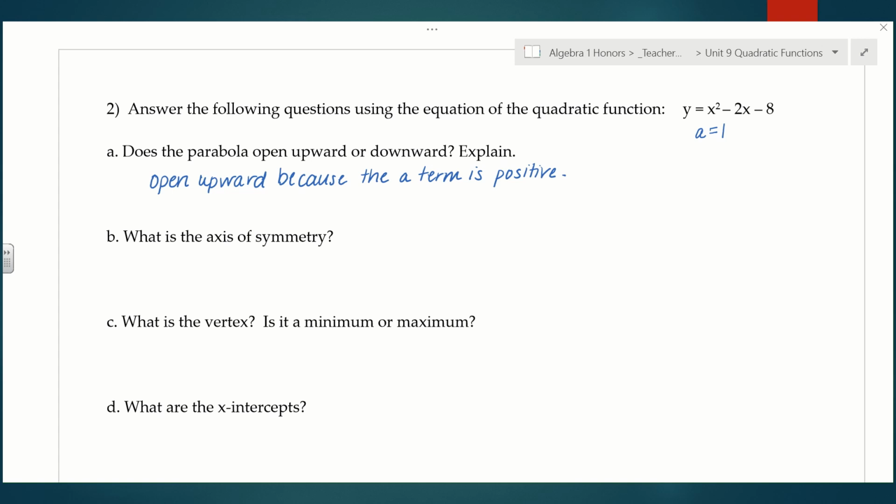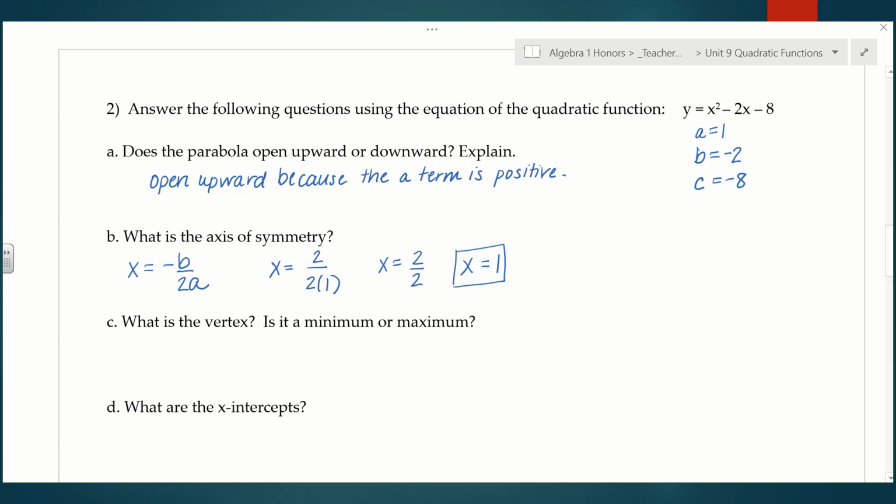For part B, it says, what is the axis of symmetry? We've done this before when you've been asked to graph a parabola by hand. Our axis of symmetry formula is x equals negative b over 2a, because it's the equation of a line. Going back to our equation, the b term is the coefficient on the x term, so b is negative 2, and c is our constant term, negative 8. If I plug that in, negative b is actually positive 2, over 2 times a, or 2 times 1. And 2 divided by 2 is 1. So our axis of symmetry is x equals 1.